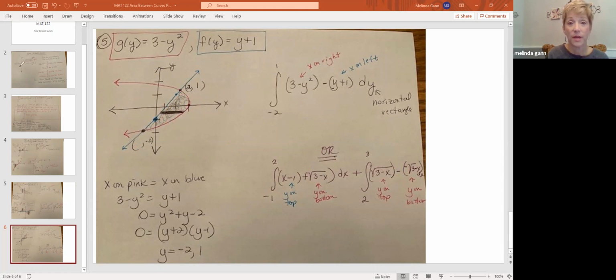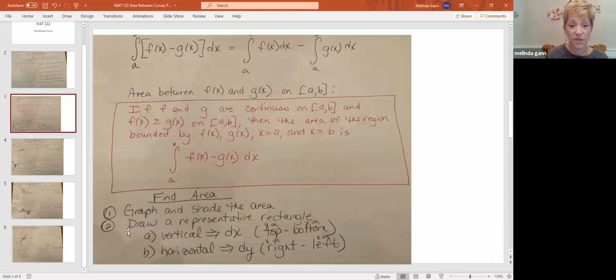Go back up here. So again, to me, this is the part that's key, is knowing this thing down here. If you draw a vertical rectangle, it's dx, and it's going to be y on the top minus y on the bottom. If you draw a horizontal rectangle, it's going to be dy, and it's going to be x on the right minus x on the left.